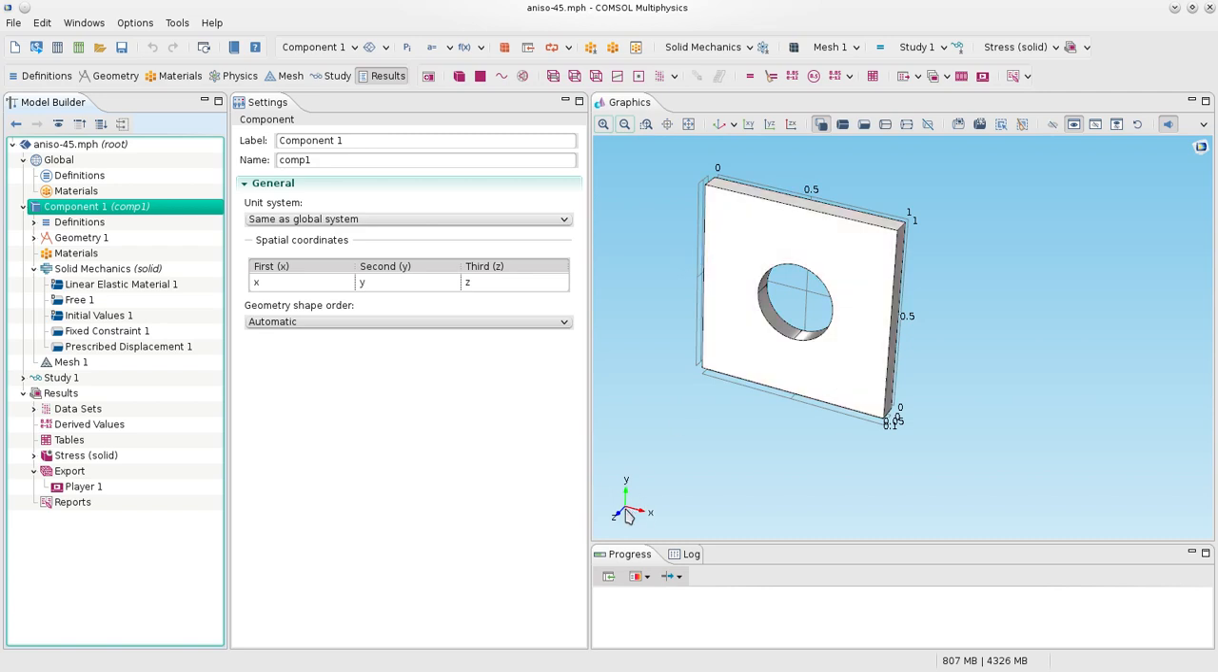First of all, notice the coordinate directions. We have x, y, z. So x equals 0 is the back surface of the plate here. x equals 1 is the front surface. y is along that direction, and z is along the axis of the cylindrical hole cut, if you like.